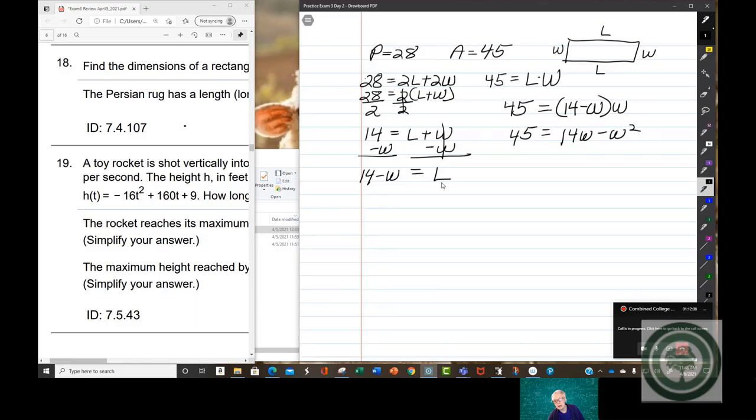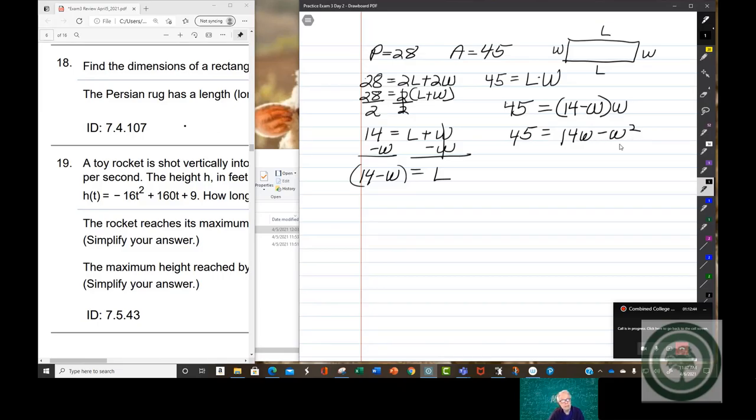Oh, well, back to math. So here we are. Here's where we are right now. I used this equation to solve for L. Then I took 14 minus W and I put it in for the L right there in 45 equals L times W. So I've got 14 minus W times W, which gives me 45 equals 14W minus W squared.